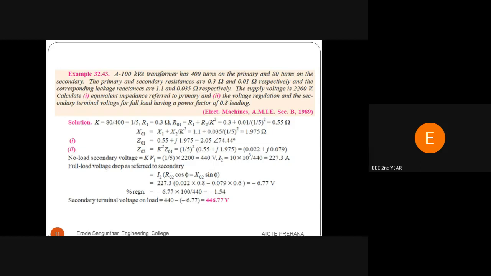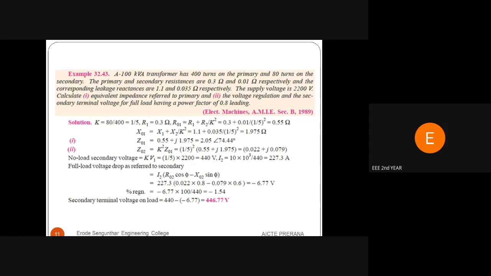Then finally we have to calculate the voltage drop across the secondary winding: IT into R02 cos phi minus sign. Minus sign means leading power factor, 0.8 leading power factor. That's why we have to substitute the minus sign, X02 into sin phi. So substituting these parameters, we can get the regulation of the transformer: minus 6.77 into 100 over 440. We can get minus 1.54. That is the percentage of regulation, the percentage of voltage regulation of transformer.